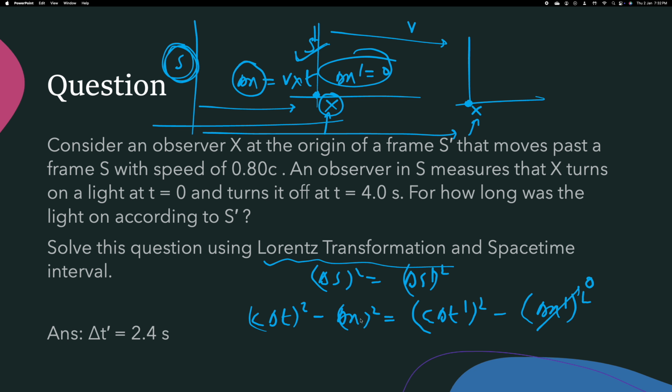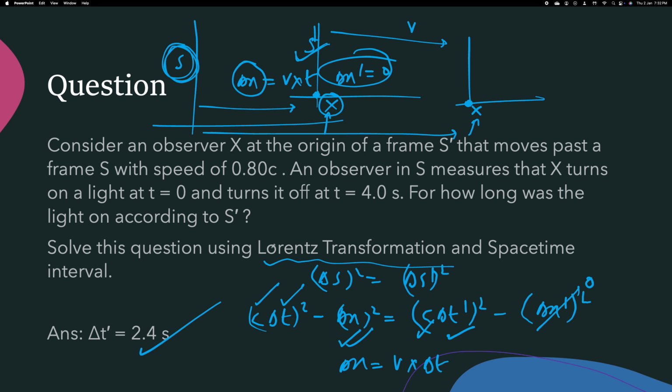So substituting that, delta x prime 0, and substitute the value of c, delta t is 4 seconds, and delta x can be replaced with what? Speed into change in time, right? So substitute there. c is substituted, delta t prime is what you have to calculate. If you simplify it, you're again going to get 2.4 seconds.